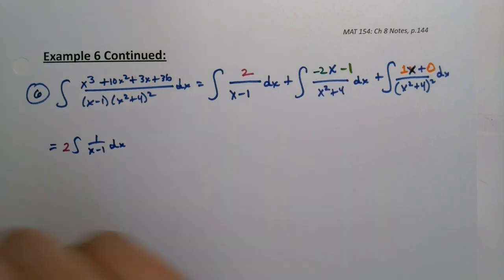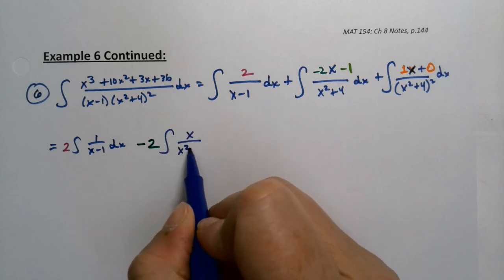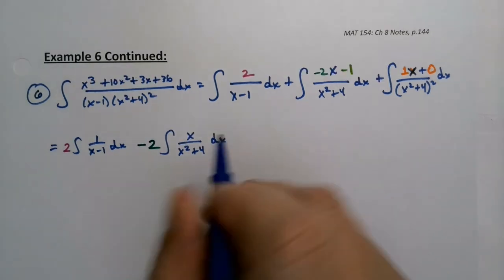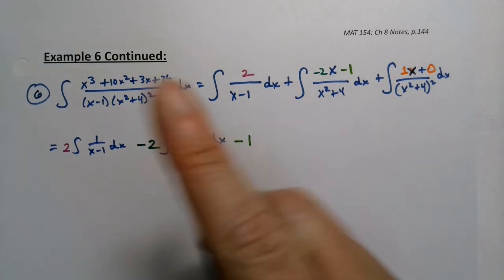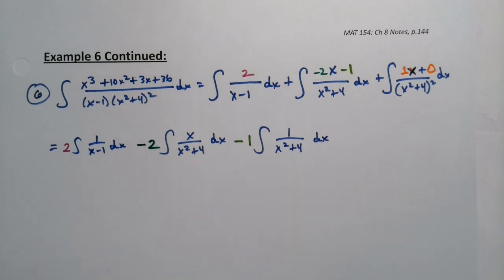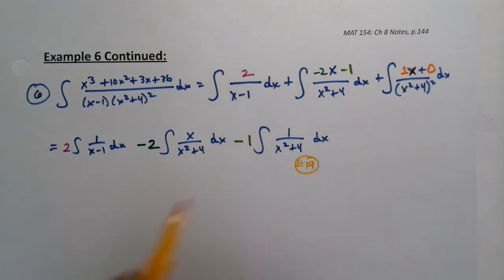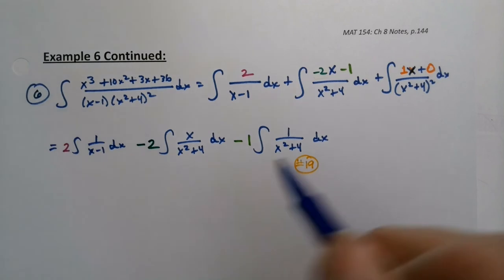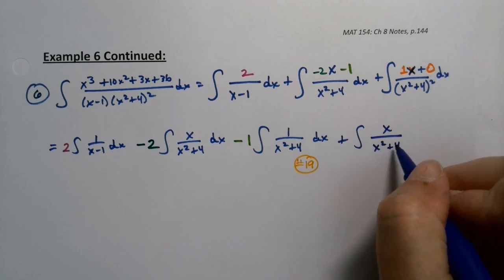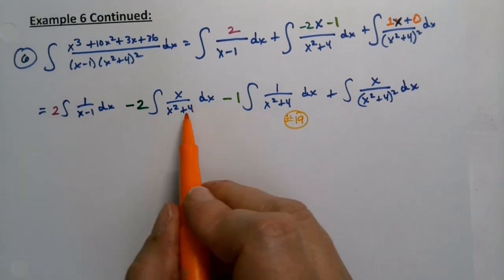So it's going to be minus 2 integral of x over x squared plus 4 dx. So that one's going to take u substitution. And then minus 1 integral of 1 over x squared plus 4 dx. That's the arctangent. That's going to be number 19 with the arctangent formula. So we'll be back for that. And then plus integral x over x squared plus 4 squared. There's not much to do on that one to make it easier. Okay, 2 of them need u substitution.